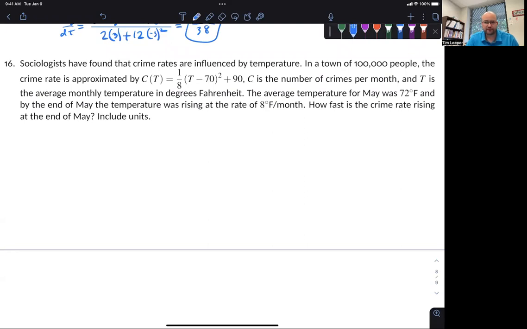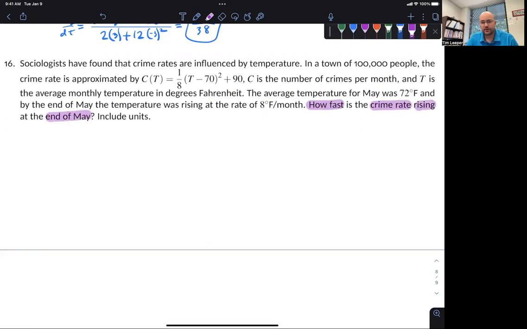The average temperature for May was 72 degrees Fahrenheit, and by the end of May, the temperature was rising at a rate of 8 degrees Fahrenheit per month. How fast is the crime rate rising at the end of May? Include units. So, the question that we have to ask ourselves is, how fast is the crime rate rising at the end of May?